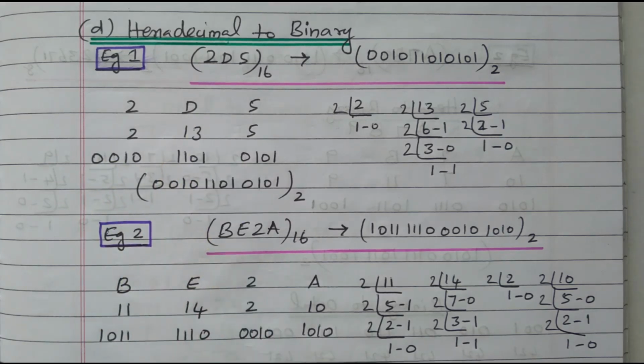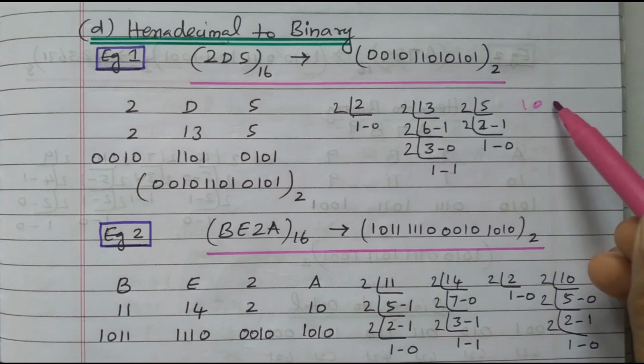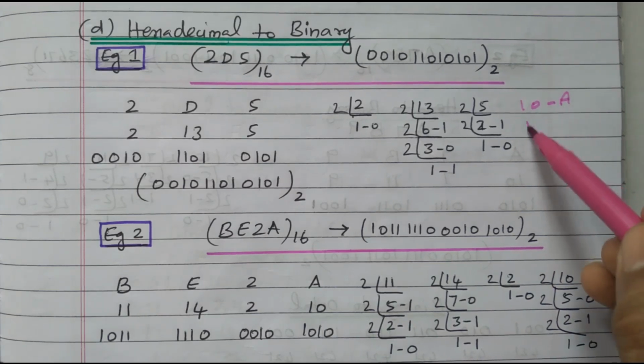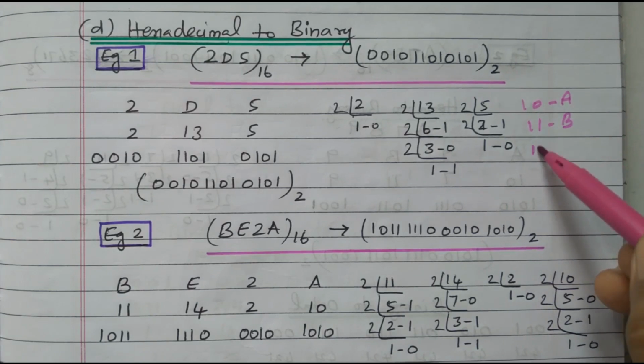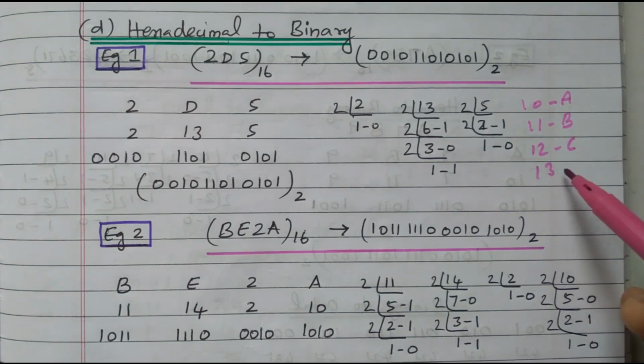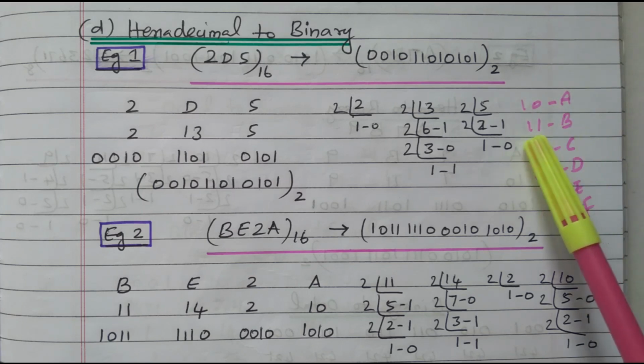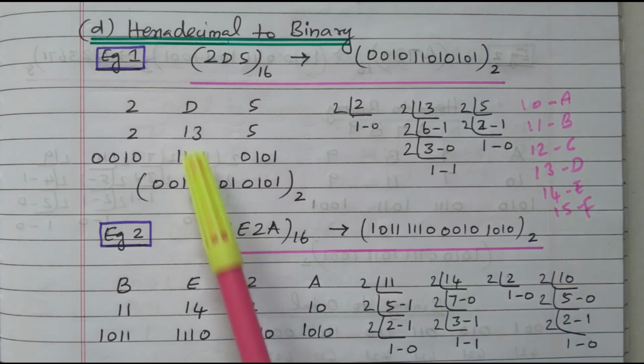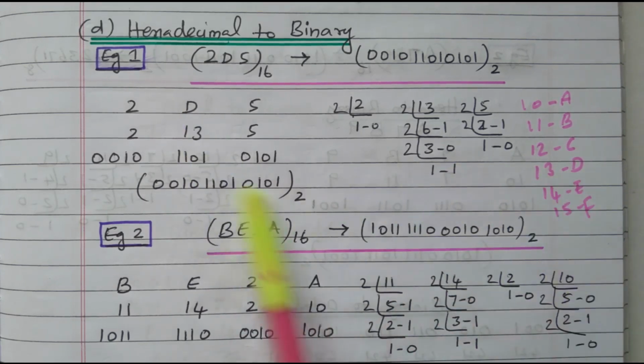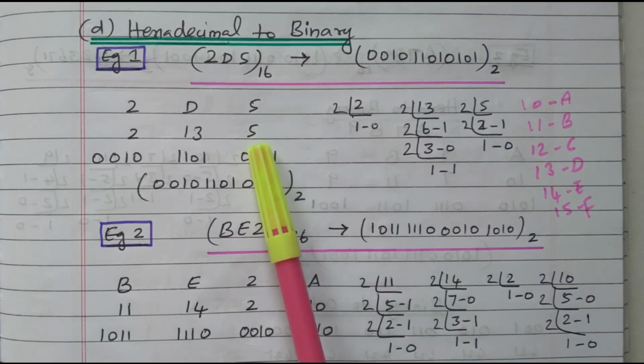What is the D value in hexadecimal? Up to 0 to 9 it is as it is. From 10 onwards it is written as an alphanumeric value. 10 is A, 11 is B, 12 is C, 13 is D, 14 is E, 15 is F. So this D is 13, and 5 is written as it is.